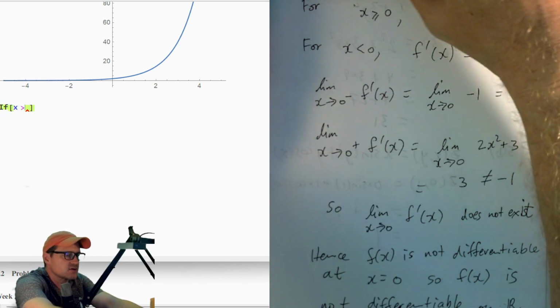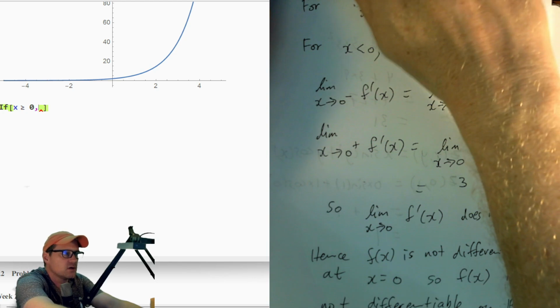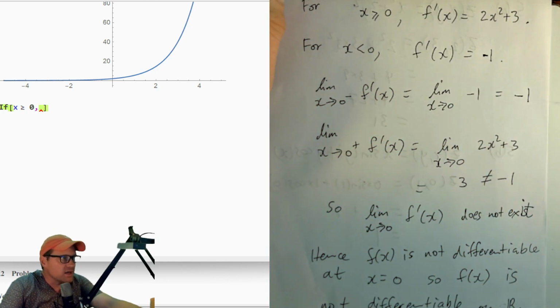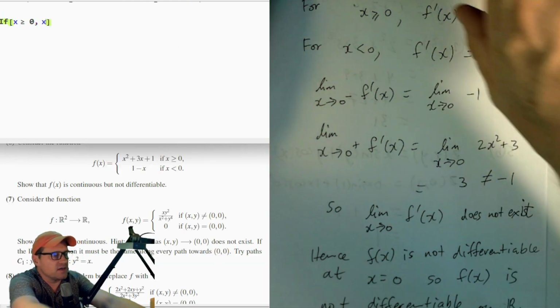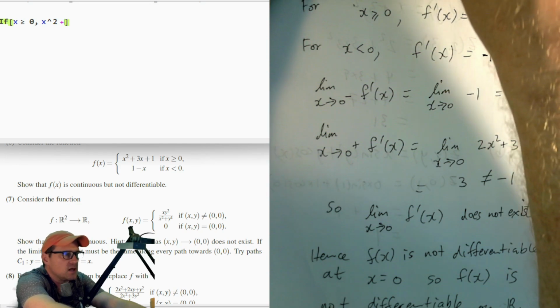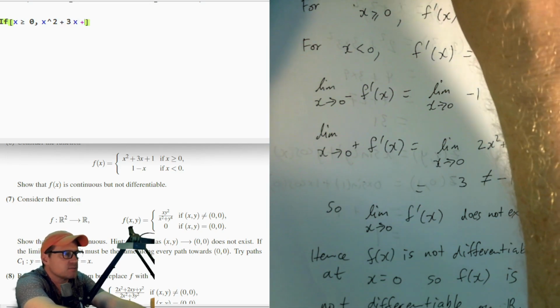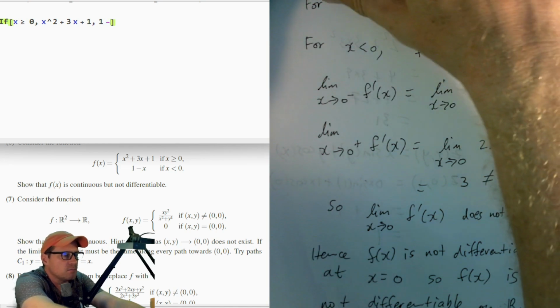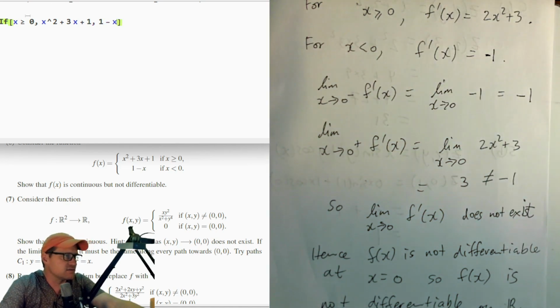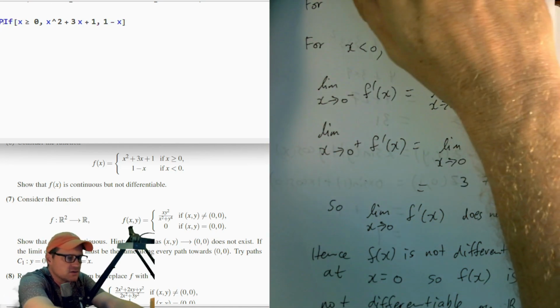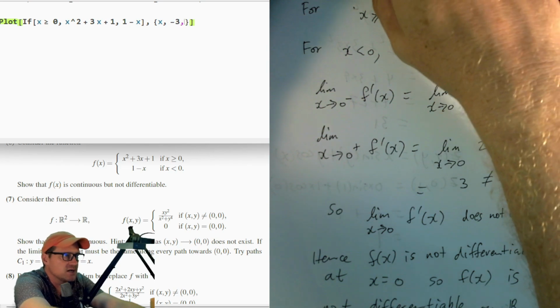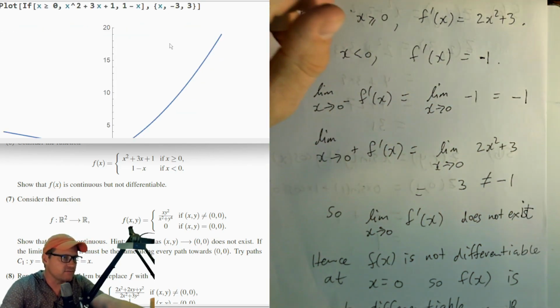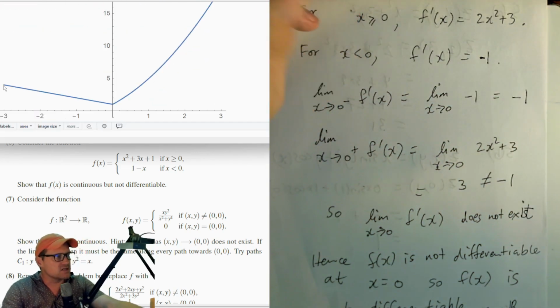So if x is greater or equal to 0, then we have x squared plus 3x plus 1, and otherwise we have 1 minus x. So I can just take this conditional and plot that conditional. X goes from, say, minus 3 to 3. All right, so let's have a look at this. So you can see it's continuous.